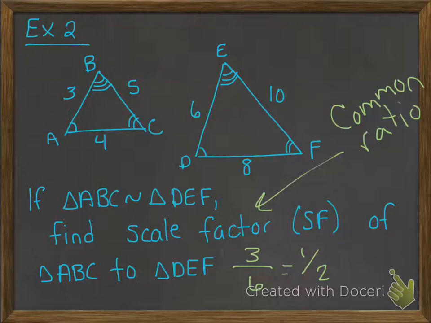Think back to when we did our proportions. Whatever comes first is going to go in your numerator. So here, I know that 3 is part of ABC. ABC comes first, so I know I'm going to put 3 up top and simplify. You'd want to make sure that all your sides have the same ratio, and they do. So, in a second, I'm going to ask you what your scale factor is. Make sure you got that down.